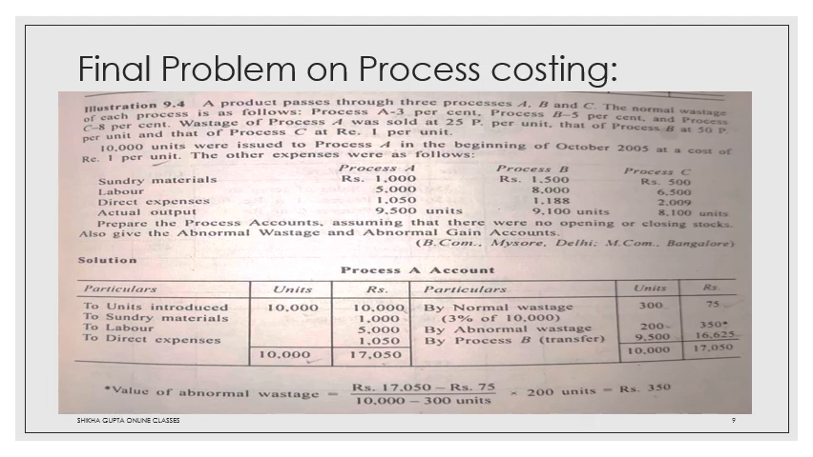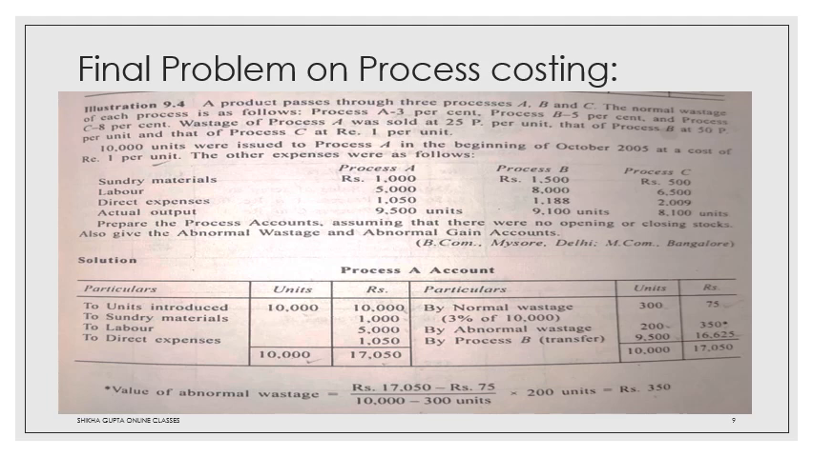So you can see process A account first. We have opening units introduced, 10,000 units for rupees 10,000. We have sundry material of rupees 1,000. We have labor of 5,000. Direct expenses of 1,050. The normal wastage is 3% of the total input. So total input is 10,000. 3% is not 3,000, that 3% will be 300 units. But the closing number of units is given to be 9,500 only. So the remaining 200 units will be the abnormal wastage.